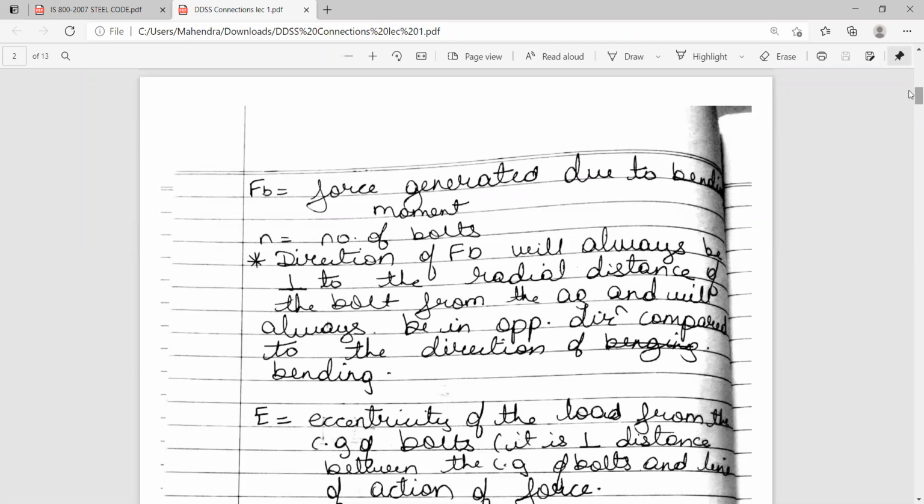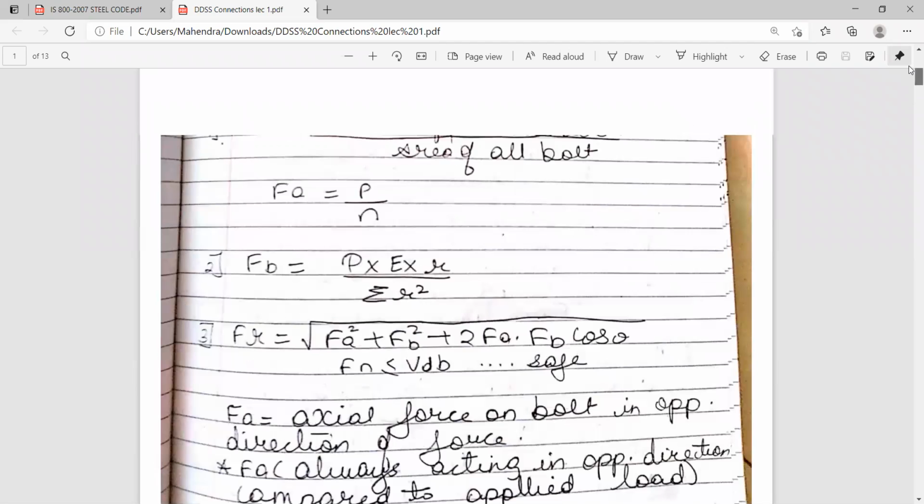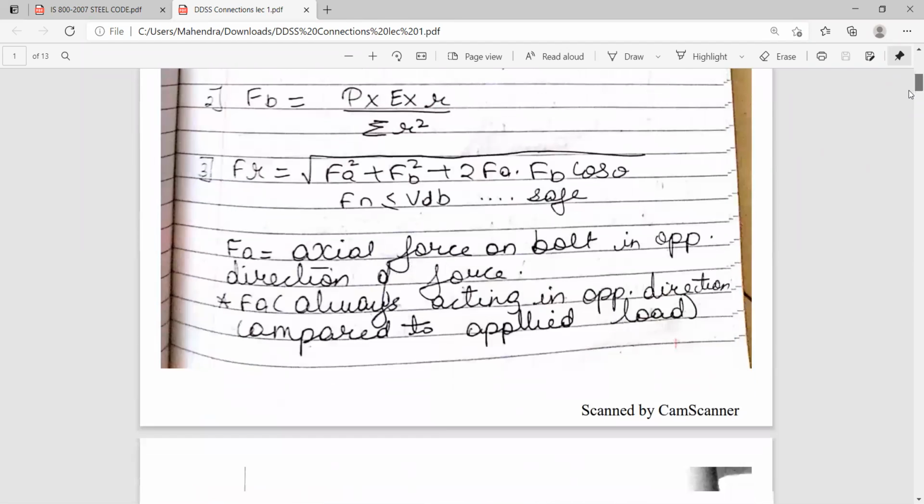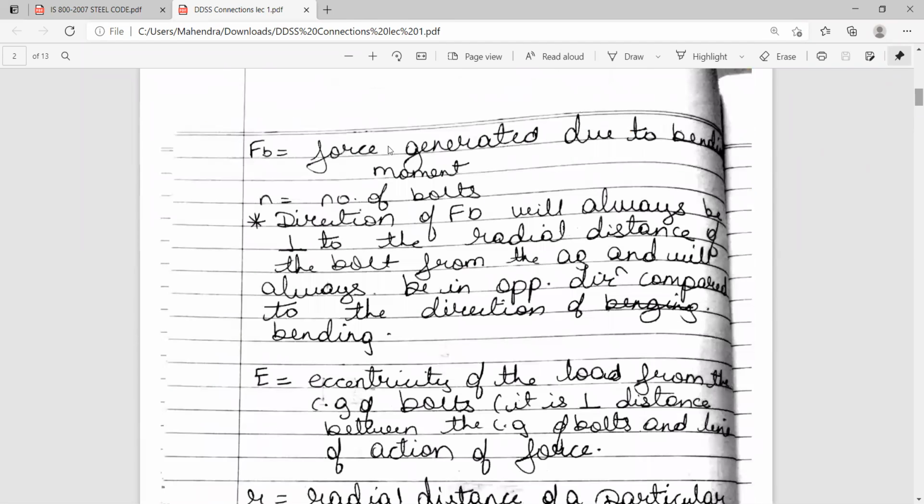Now where is the radial distance of the bolt? From here to here, this distance will be your R. When we solve the problem, I will show you where exactly the radial distance is. For now, just note down what you mean by Fb and what you mean by N. N is nothing but the number of bolts. Fb is the force generated due to the bending moment.